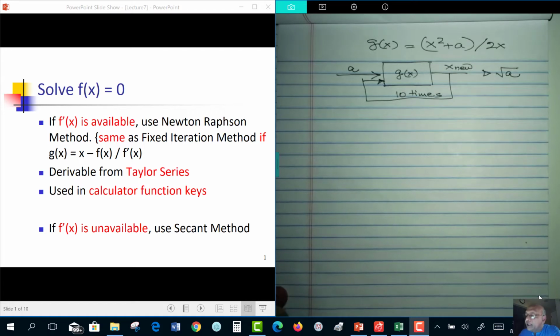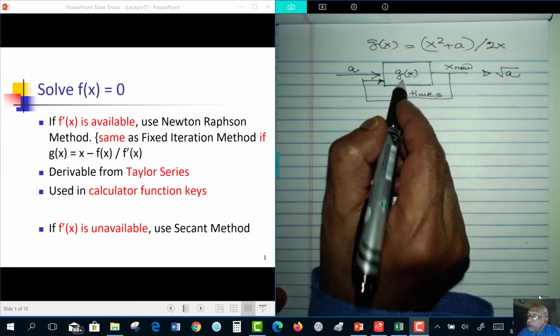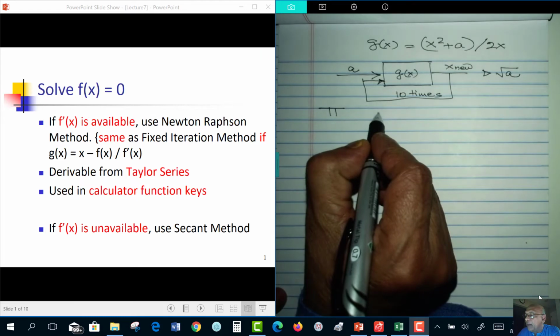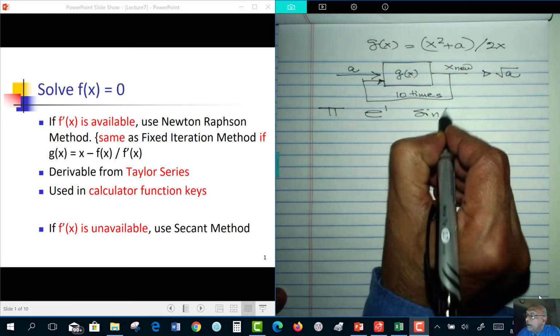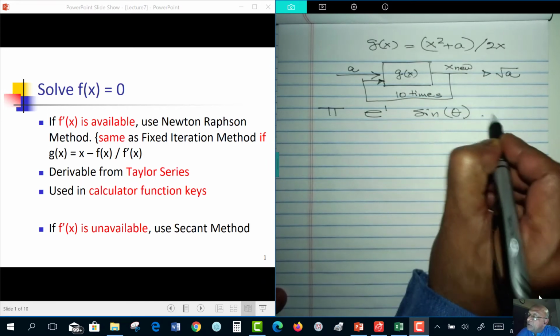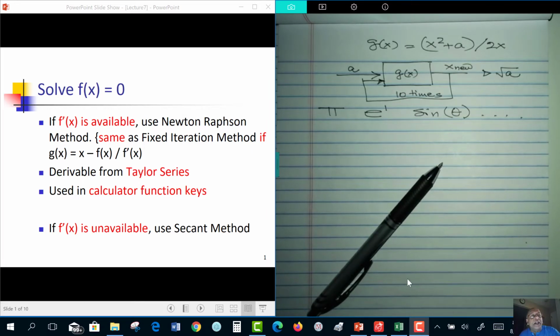So what you might like to do is think about how you would design an application specific chip to find, for instance, the value of pi or e to the power 1 or sine of some number theta, and so on and so forth. So this kind of method is used in your calculator function key. And of course, if the derivative is unavailable, then the secant method is our best choice.